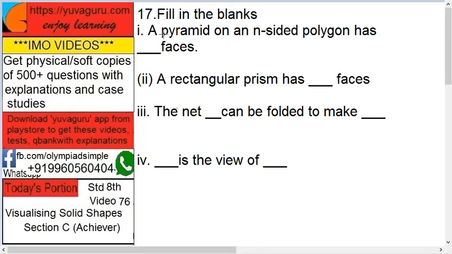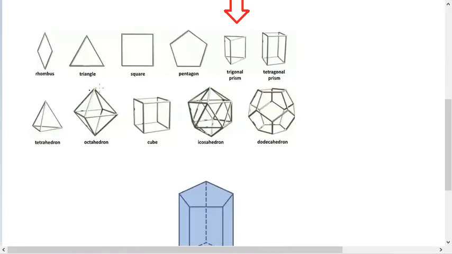Fill in the blanks. A pyramid of n-sided polygon has dash faces. Firstly, which is the pyramid amongst this? This is the pyramid, this tetrahedron, right? Always remember, a pyramid has a point at the top. The remaining ones don't have it. This is also a pyramid, but there are two pyramids. That's why it's called an octahedron.